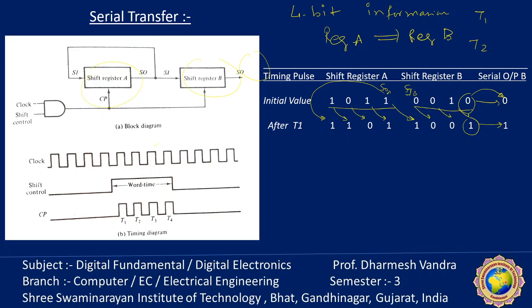Okay. Now after the second clock pulse, T2, again this one is shifted to the input and 1 is shifted to here, 0 is shifted to here, 1 is shifted here, and this is 1 1 0 0 here. The mistake is that here 0 and this 0 is shifted here.